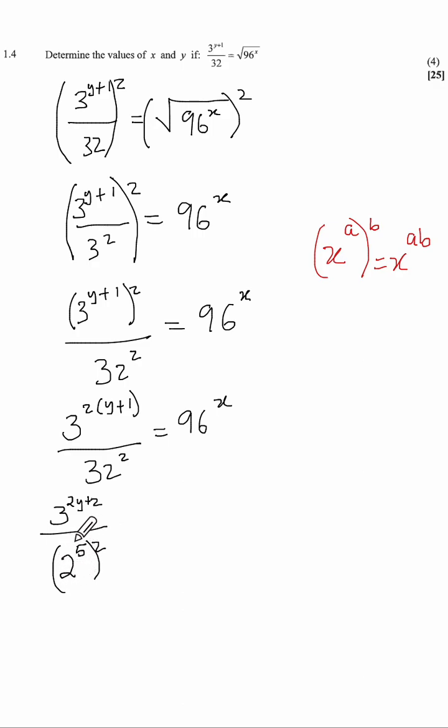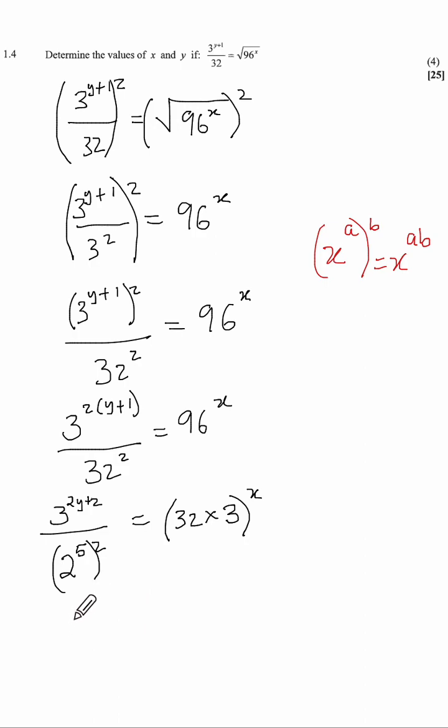So 2 to the power 5 is 32. Because here it says 32 squared, instead of writing 32, I'm writing 32 in the form of 2 to the power of 5, and then squared, is equal to. Now here also I want to play around with this. So 96, I want to break it up into 32 multiplied by 3, since 32 times 3 gives me 96, to the power of x, like so.